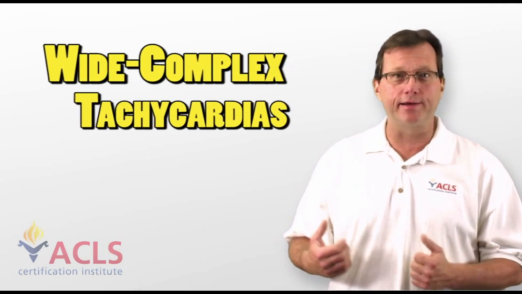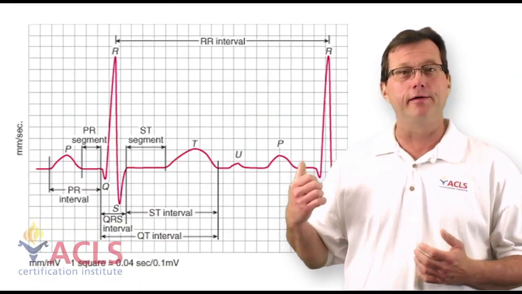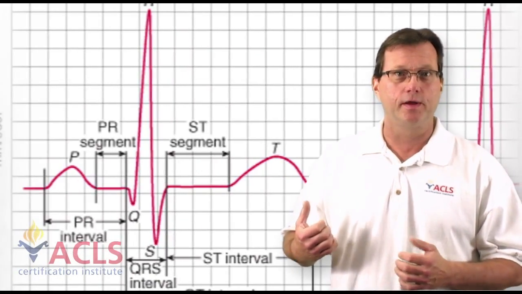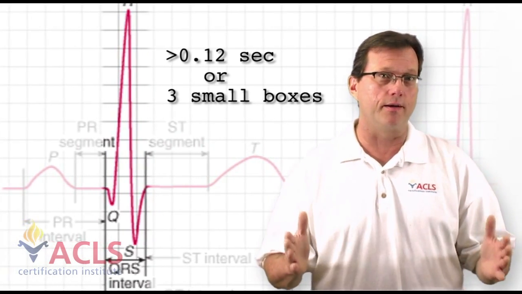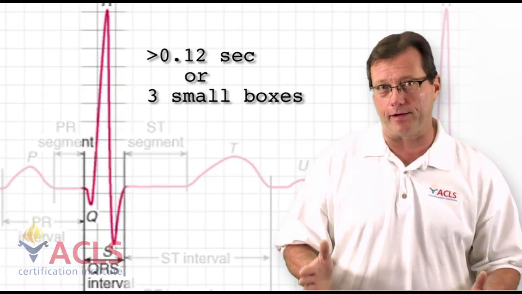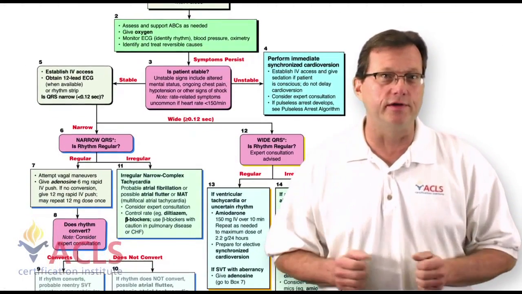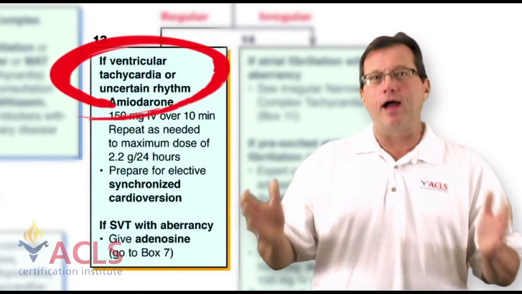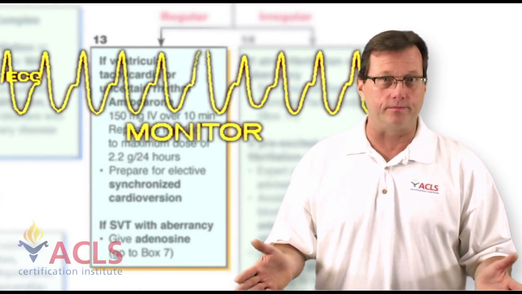Now, what makes a wide complex tachycardia different from a narrow complex tachycardia? Again, it's the width of the QRS. The literature says that if the QRS width is greater than 0.12 seconds, it's considered a wide complex tachycardia. When in doubt, treat for VTach. If the complex is greater than 0.12 seconds, it could be ventricular in origin.